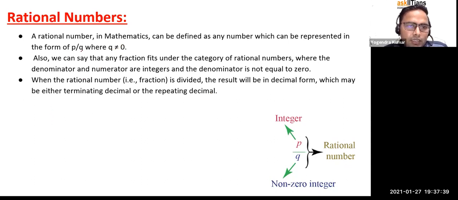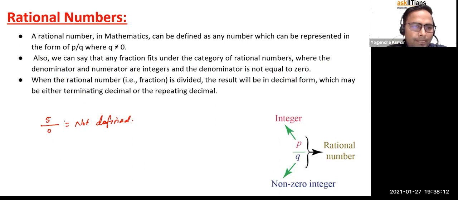Otherwise it is not defined. We cannot divide a number by zero. It's impossible to divide a number by zero, right? So that's why we say it is not defined if it is zero. If you say 5 by 0, it is not defined. Also, any fraction fits under the category of rational numbers where the numerator and denominator are integers and the denominator is not equal to 0, right?